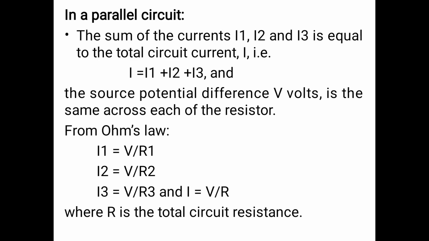That is, I is equal to I1 plus I2 plus I3. And the source potential difference V volts is the same across each of the resistors. Hence, from Ohm's law, we shall write I1 is equal to V by R1, I2 is equal to V by R2, and I3 is equal to V by R3. And the total current in the network I is equal to V by R. Here I1, I2 and I3 are the currents across the resistors R1, R2 and R3, where R1, R2 and R3 are in parallel, and R is the total circuit resistance.